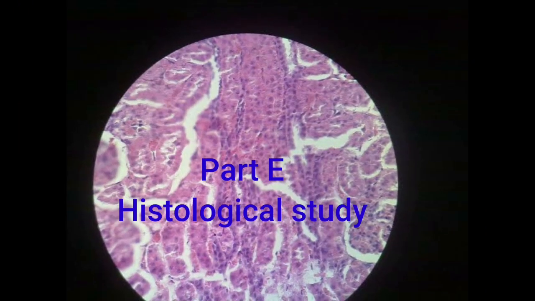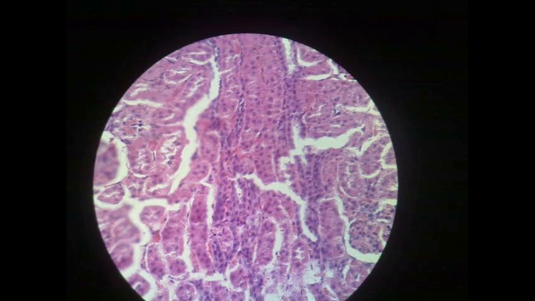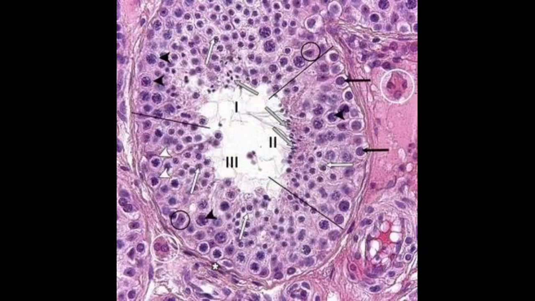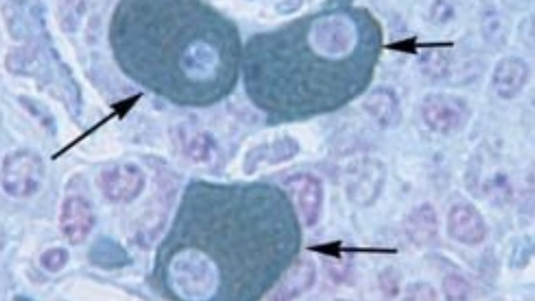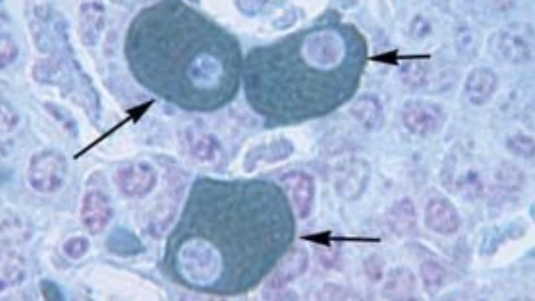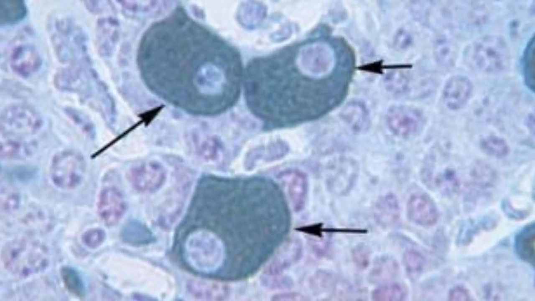In the fifth part there is histological study. In this histological study you have to study the microscopic cells or tissues of three animals, that is the Amphioxus, frog and rat. You have to study TS of liver, TS of stomach or TS of intestine.